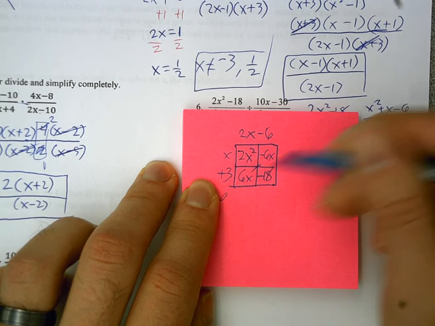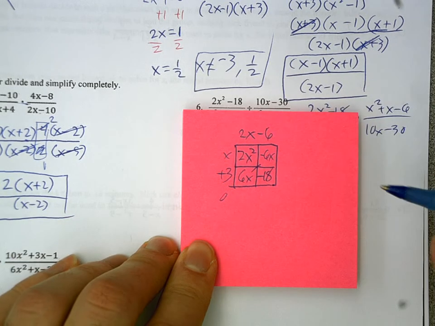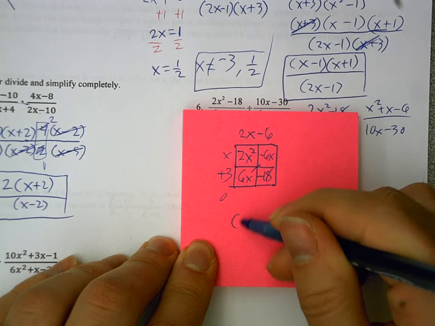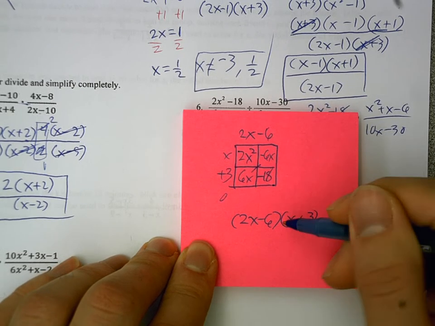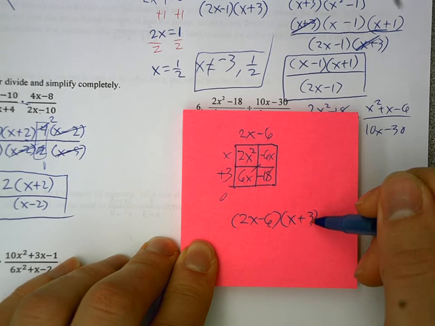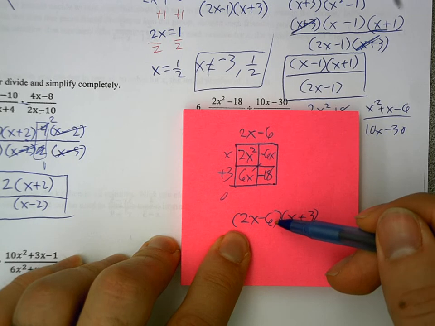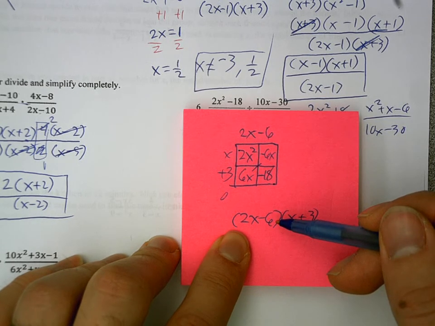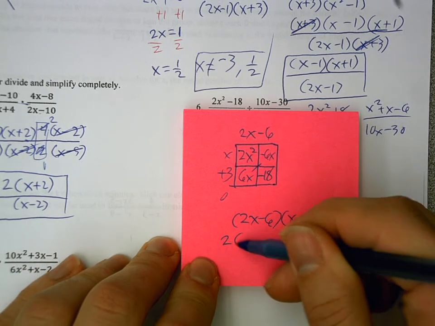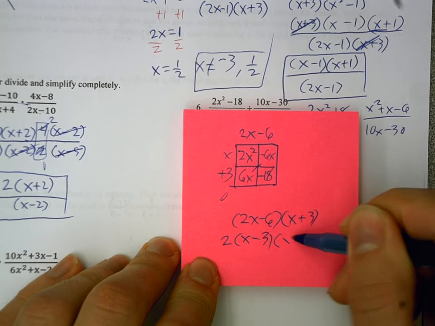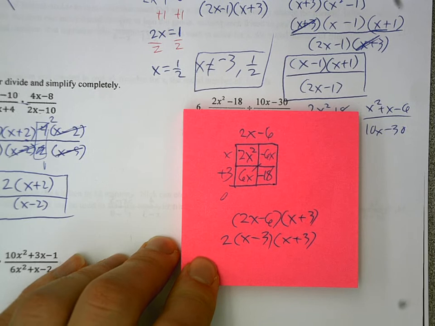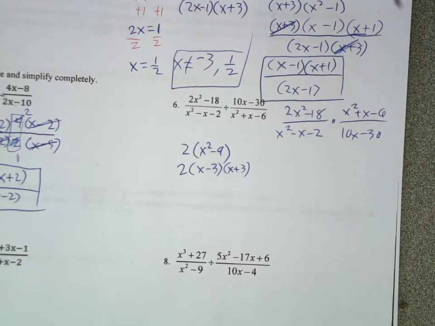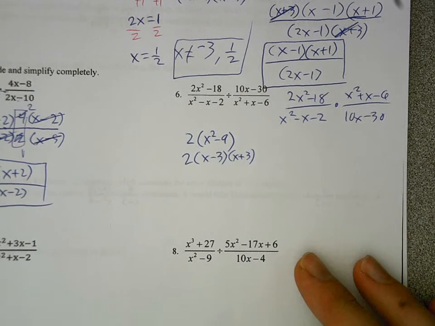The trick is, if you do it this way, you're left with that 2x minus 6 times x plus 3, or 2x plus 6, x minus 3. And this one is going to factor again, because it's got a greatest common factor of 2. So eventually, you'll get the same answer. Does that make sense? It will work just fine like that. Just a different way. Let's get the other ones factored now.